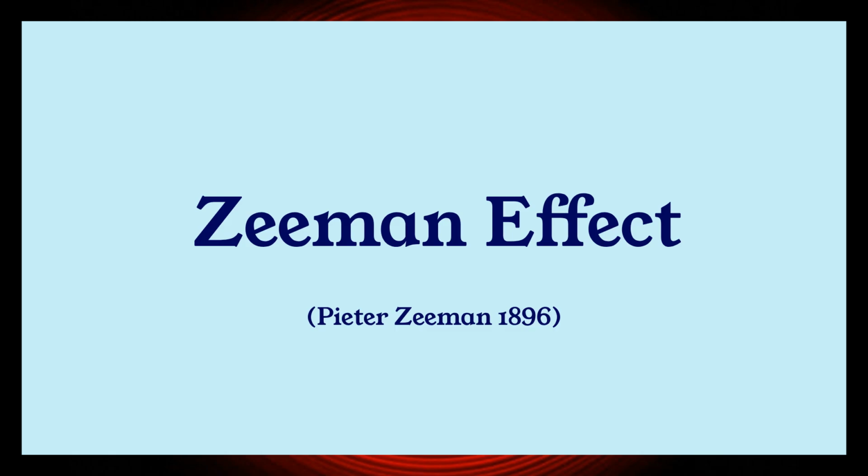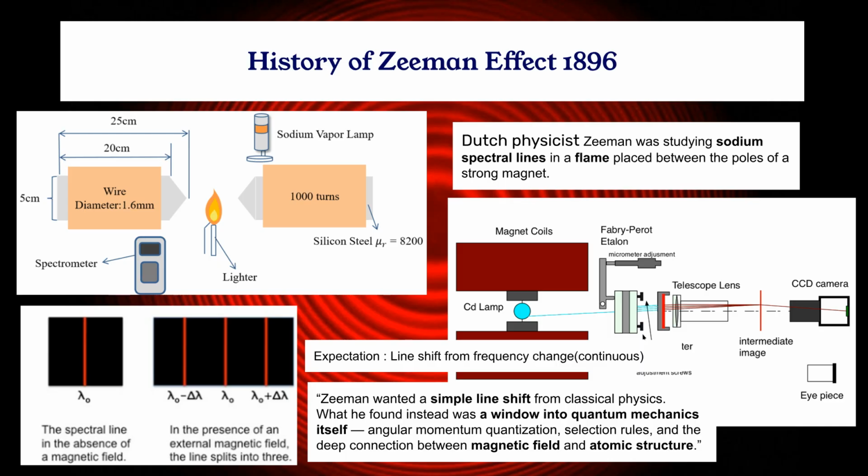Welcome to this video on the Zeeman effect, named after Dutch physicist Peter Zeeman, who discovered it in 1896. In 1896, Zeeman was studying sodium spectral lines in a flame placed in a strong magnetic field. He expected a simple line shift, but what he found was a direct connection to quantum mechanics, revealing angular momentum quantization and selection rules.